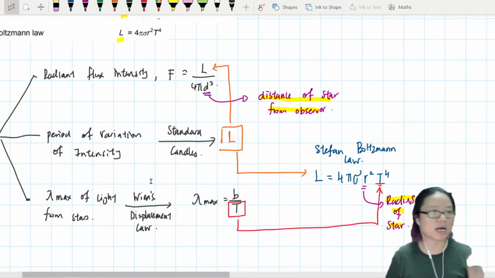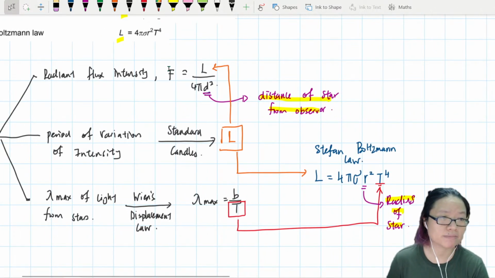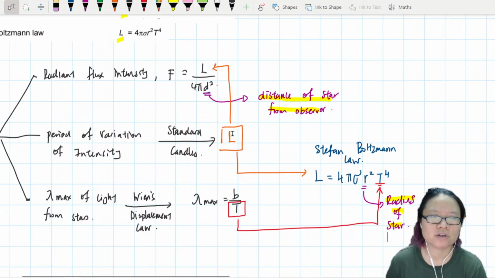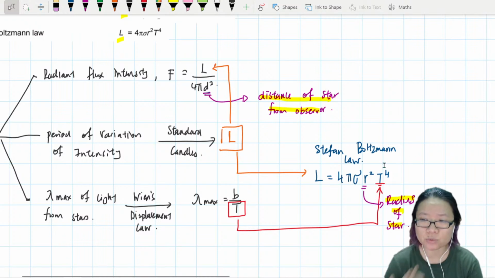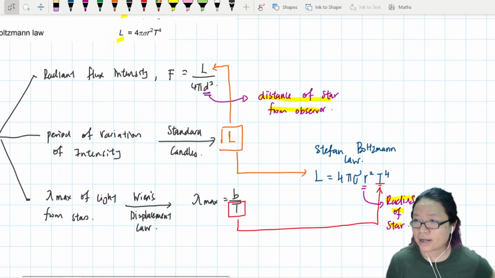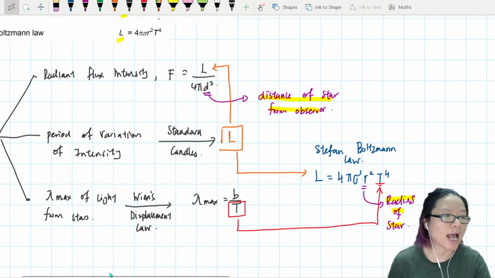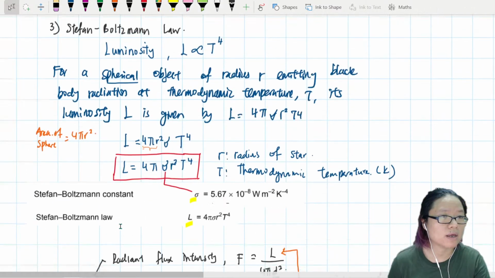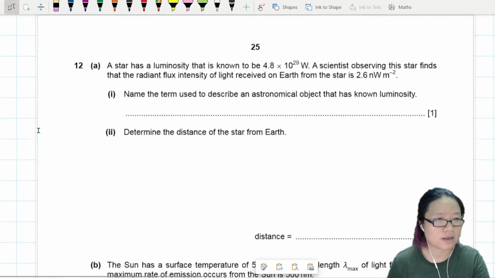Okay, we look at the star, we either measure the radiant flux intensity, or we look at the period in order to give us luminosity. Once we have luminosity, we can estimate the distance, or we can plug it into the Stefan-Boltzmann law, provided we have information about the surface temperature. And we know the surface temperature by Wien's displacement law. So you can plug everything in and find the radius of the star. But this is the outcome that we want: distance and radius. Let's look at the specimen paper.